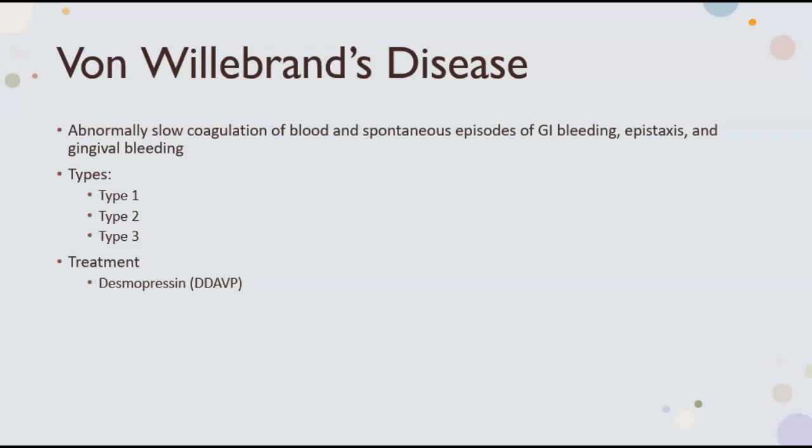Treatment is going to be desmopressin. This is the synthetic form of vasopressin, which is an antidiuretic hormone. Basically what this does is it increases the von Willebrand. Administration of plasma concentrates with von Willebrand factor or factor VIII can also be a treatment for this.